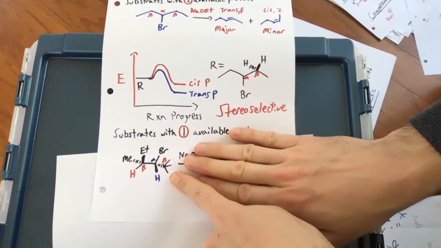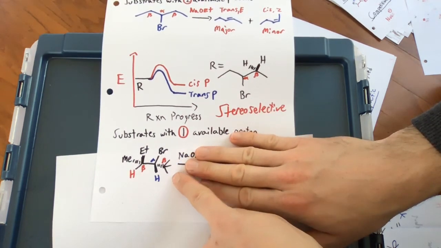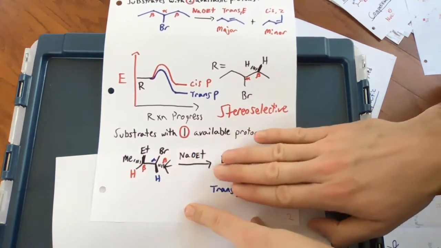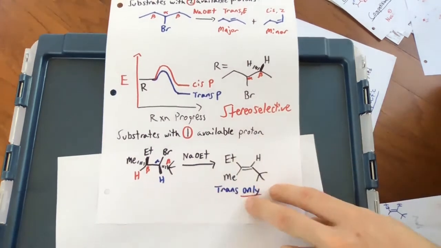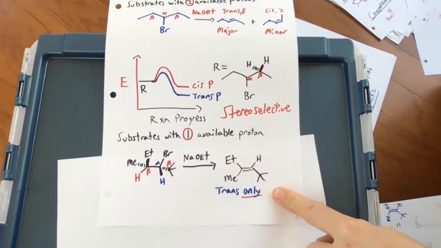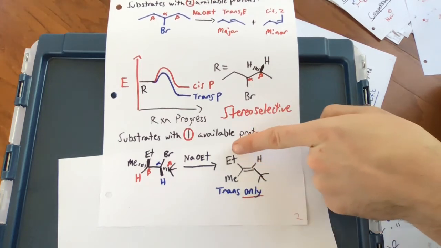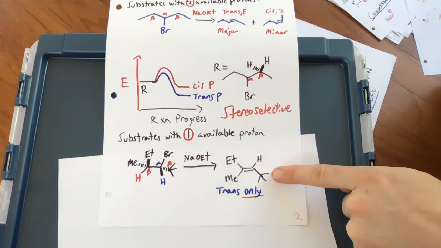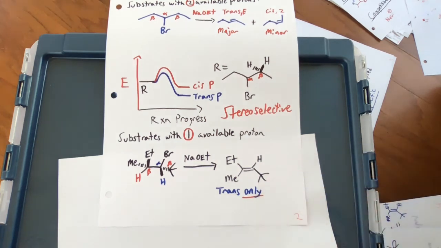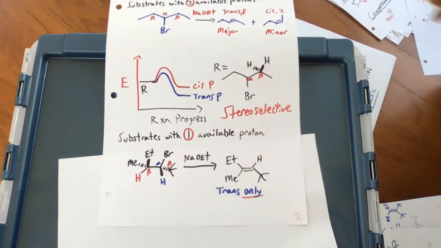Notice that the tert-butyl group here cannot be deprotonated because it does not have any hydrogens. These are all CH3 groups. So whenever you run this reaction with sodium ethoxide, you end up getting only the trans isomer. This is trans because you have the ethyl group of higher priority on one side and the tert-butyl group of higher priority on the other. And this is the only product that's observed. The cis product is not observed.